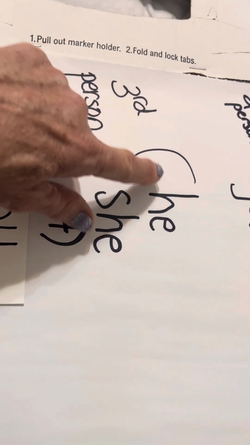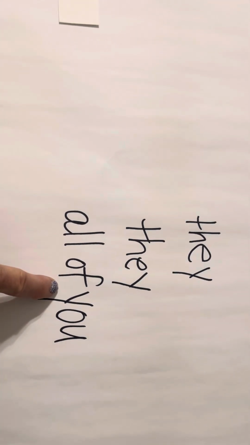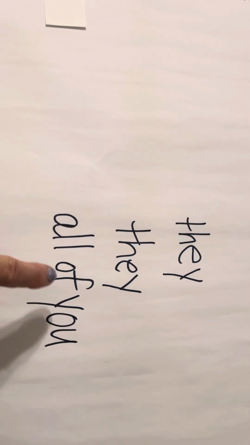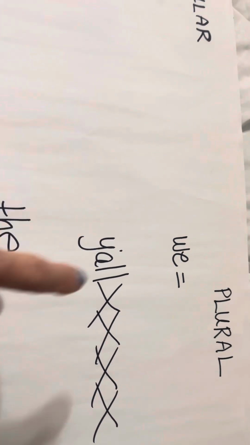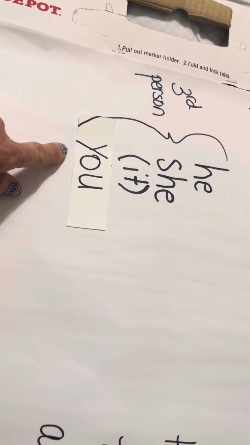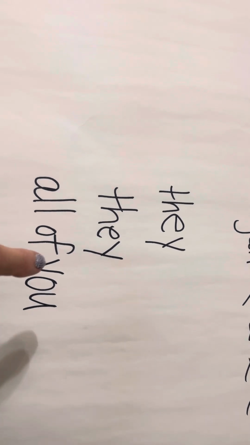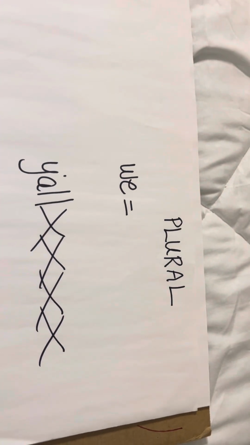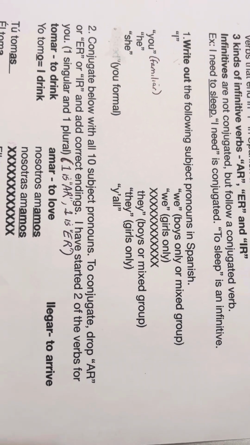And when more than one person that you're talking about is doing the action, he becomes they in English, she is also they in English, and you is y'all. However, in English, all of you is second person. In Spanish, you formal and all of you all, the one we're going to learn this year, is third person plural.